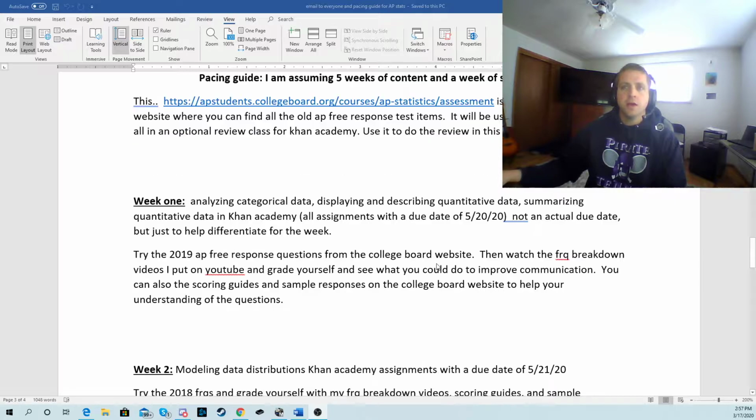So on week 1, we'll be basically starting with Unit 1. And actually, Unit 1 is one of our worst sections in the past as far as doing well. I think this has been so long for people, but it's really not the hardest unit. So that's analyzing categorical data, displaying and describing quantitative data, and summarizing quantitative data. It's about half of Unit 1, I would say, do in the first week.